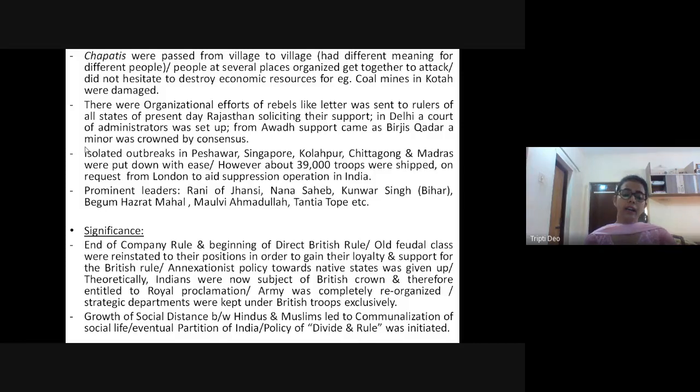Another important feature of the 1857 revolt, which was quite significant, was the growth of social distance between Hindus and Muslims that eventually led to communalization of social life. The eventual partition of India that we saw, the policy of divide and rule, was now initiated by the Britishers. So these were the broad characteristics, features, and significance of the revolt of 1857.